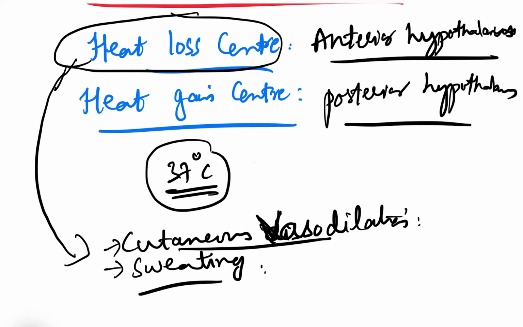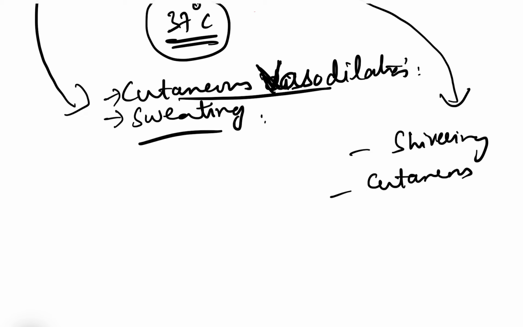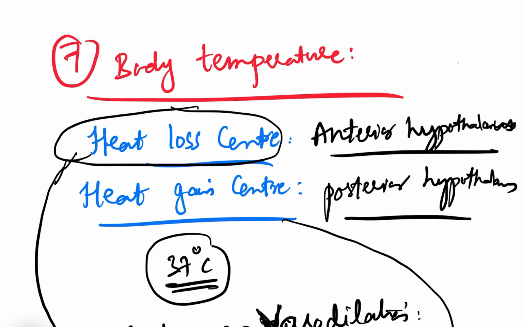Conversely, the posterior hypothalamus, that is the heat gain center, will be helpful whenever there is a decrease in the body temperature or environmental temperature. It will try to increase the heat in the body by shivering and cutaneous vasoconstriction. In this way the hypothalamus is helpful in maintaining the body temperature also.